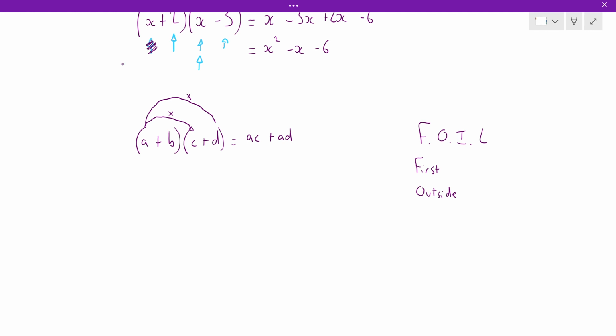Now let's look at the I. I stands for inside. So the two inside terms. So this B multiplied by the next inside term, which is C. So B times C is plus BC, and L stands for last. So the last term in the first bracket is the B, and the last term in the second bracket is the D. So B times D is going to be plus BD.